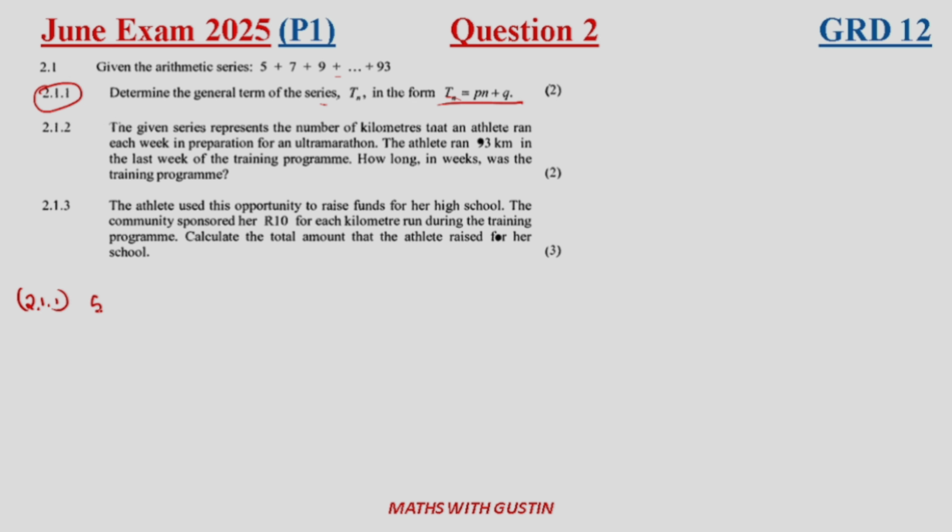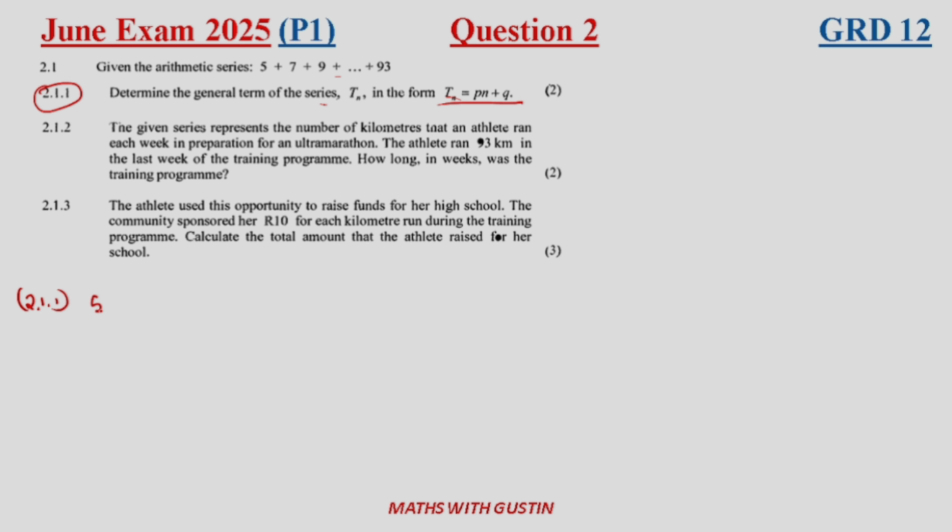We were given 5, 7 and 9. If you take the difference between these two, 9 and 7, it is going to give us 2. So therefore the difference is 2, and the first term is 5. They've already told us it's an arithmetic sequence, so this is the general formula we're going to use. You can simply get this one on your formula sheet.